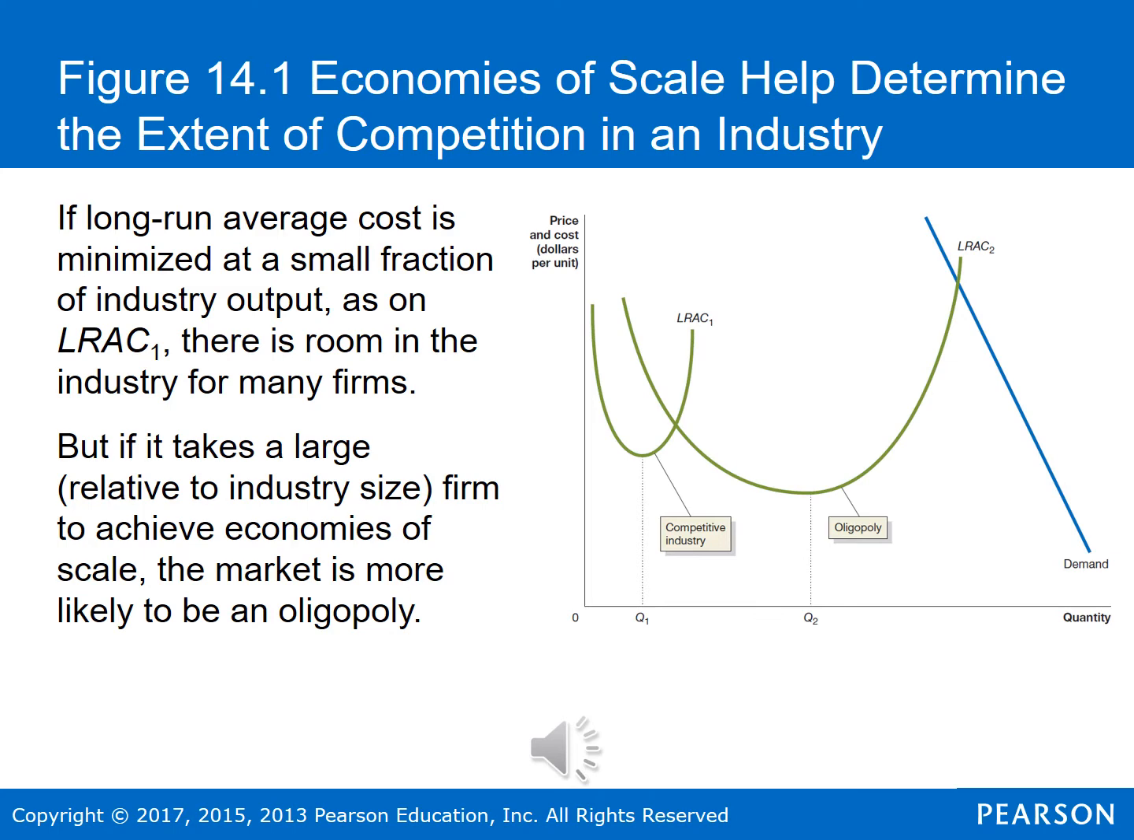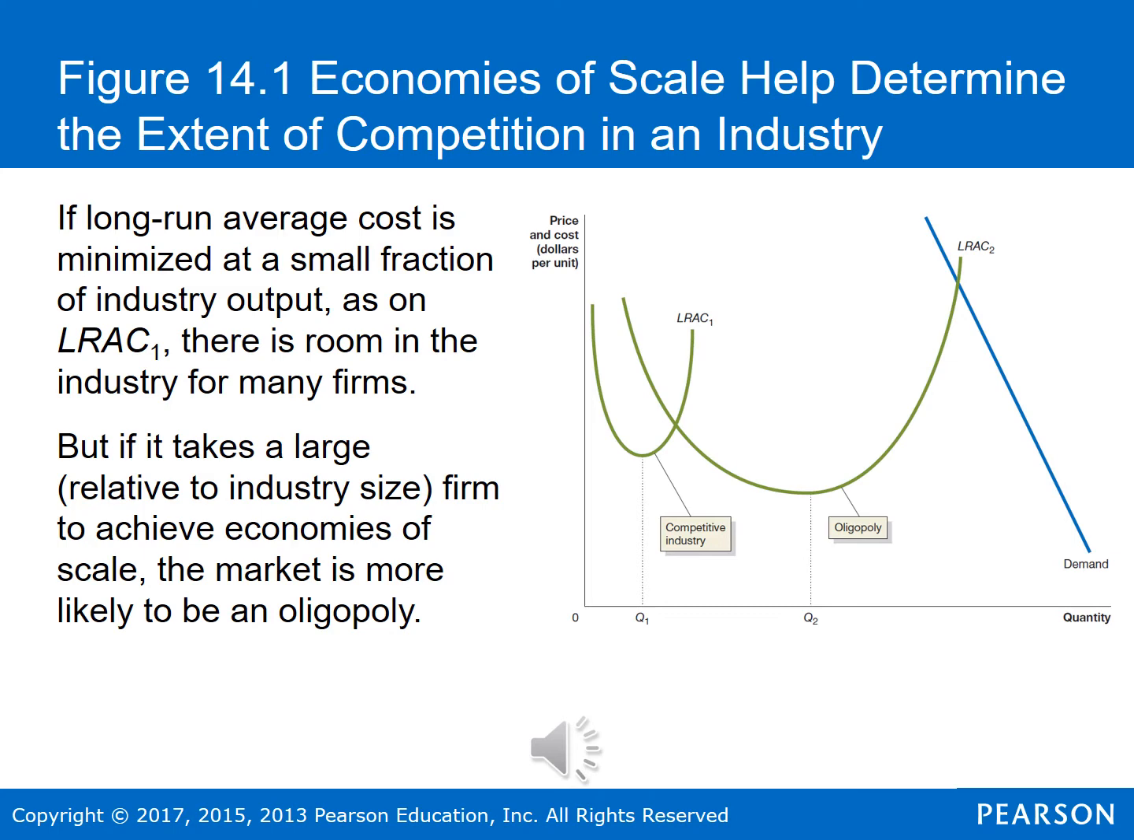Now, if economies of scale are significant, a typical firm will not reach the minimum point on its long-run average cost curve until it's produced a large fraction of industry sales. In that case, the industry will have room for only a few firms and will be an oligopoly. And you can see that in the long-run average cost curve, number 2 in the figure on the right.